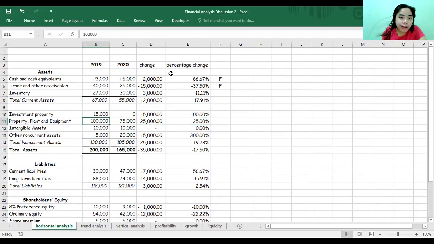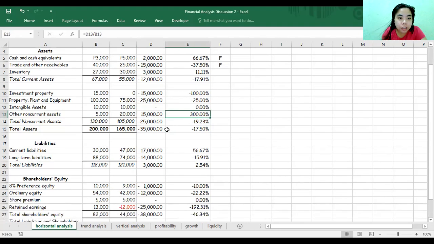So it might be due to the accumulated depreciation expense recognized for the year, or maybe the company sold an asset, though the amount is small. For the intangible assets, we have no change, and for the other non-current assets, there might be a new acquisition, no? There is an increase. Mostly there must be. Yeah, probably the company acquired some new non-current assets.